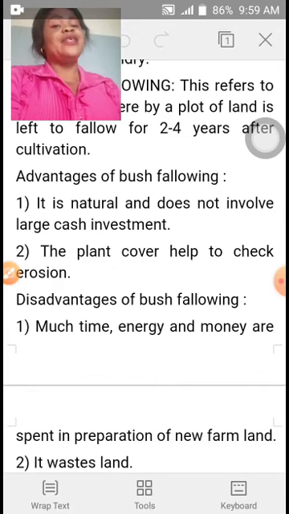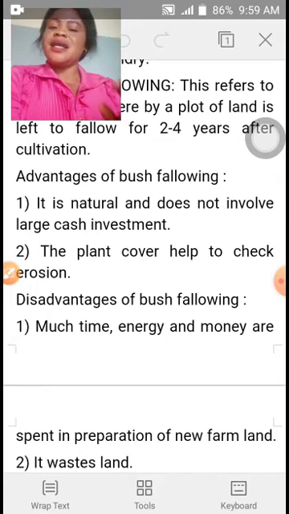We have done with bush fallowing. That is number two type of farming system. Number one is mixed farming, we look at advantages and disadvantages. And number two is bush fallowing, we look at the advantages and disadvantages. Please take down this. Let's go together.